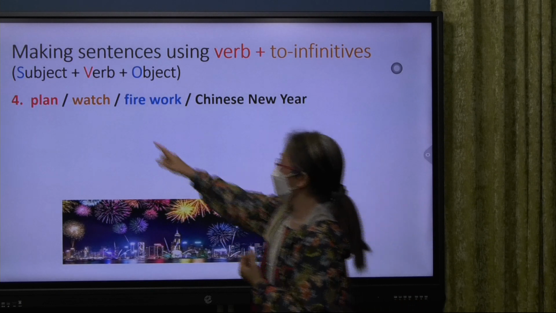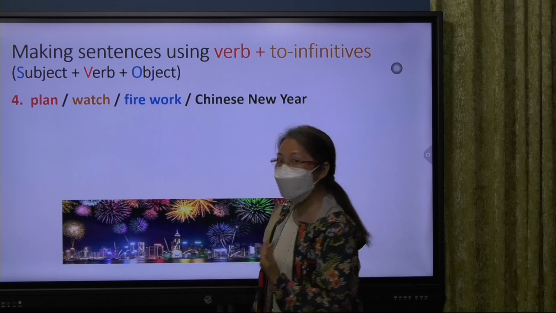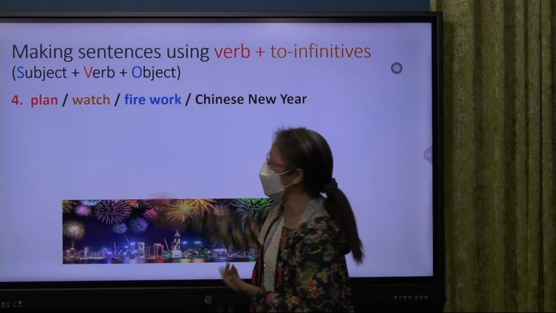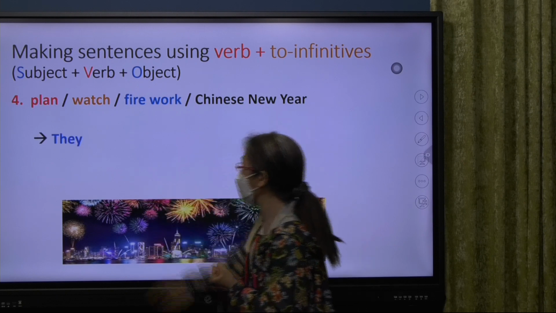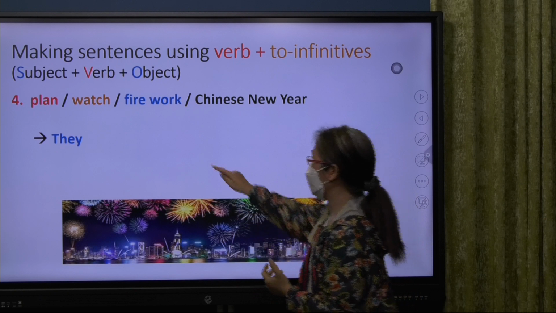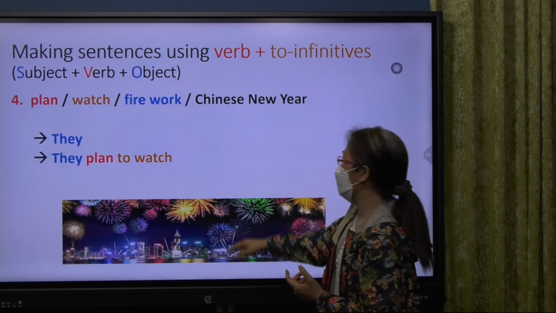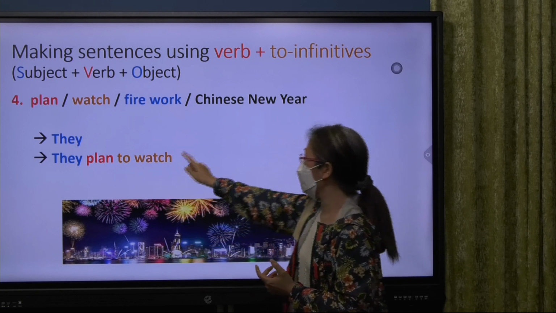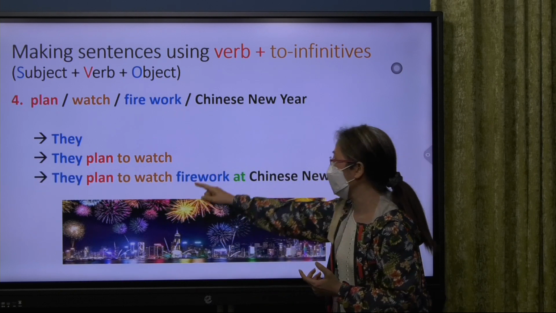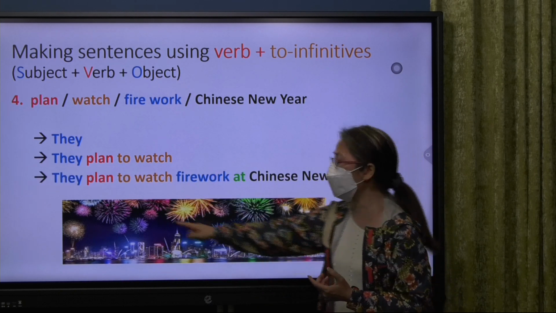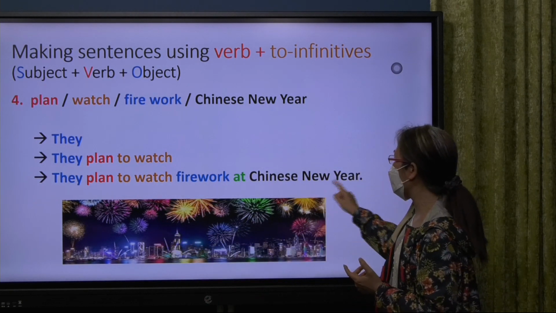Number 4, plan to watch. Okay, what do you plan to watch? Okay, subject. What subject do you like? Who plan to watch? Okay, put down a subject. For example, they. And then the verb, plan to watch. Okay, verb and to infinitive. And then, what do they watch? Firework. Okay, beautiful firework in Hong Kong. When? At Chinese New Year.